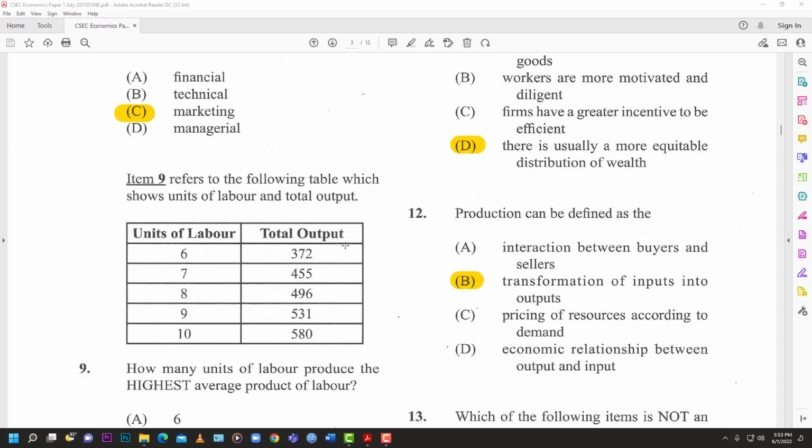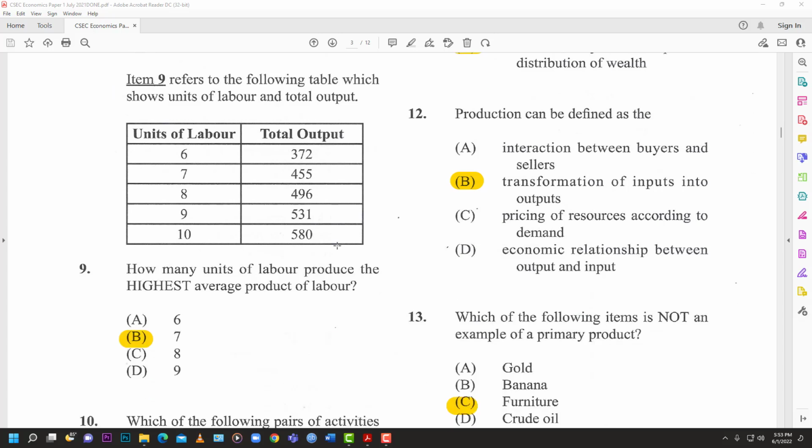Number 9 refers to the following table, which shows units of labor and total output. And so the question asks us here, how many units of labor produce the highest average product of labor? Again, if you're looking at average, it has to be the output divided by the units of labor. And so you have to go through and do all the maths. So you do your 6 divided by 372, so much you get. You do your 7 divided by 455, so much you get. 8 divided by 496, so much you get. At the end of the day, the highest will be B, 7 divided by 455. That would be your answer, B.